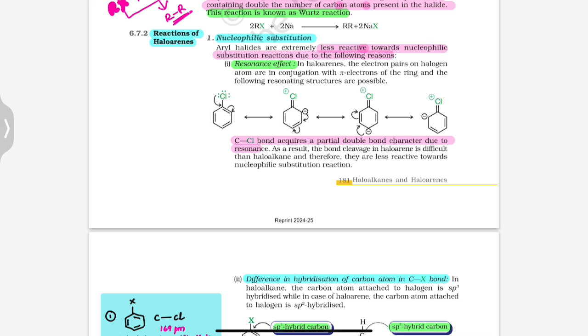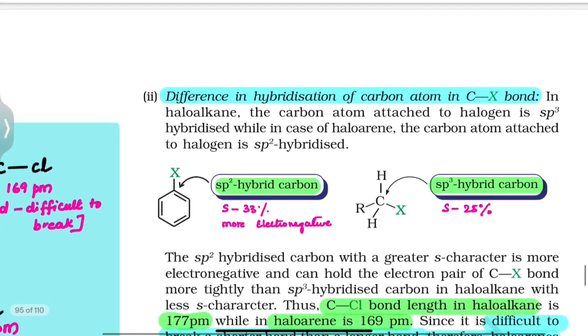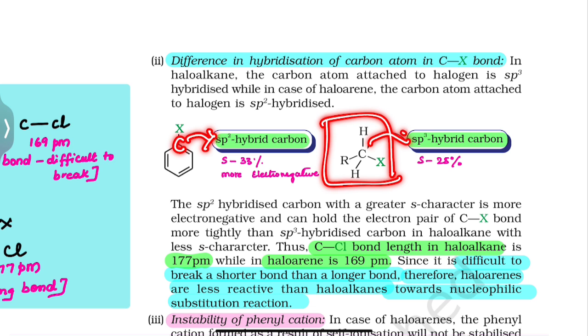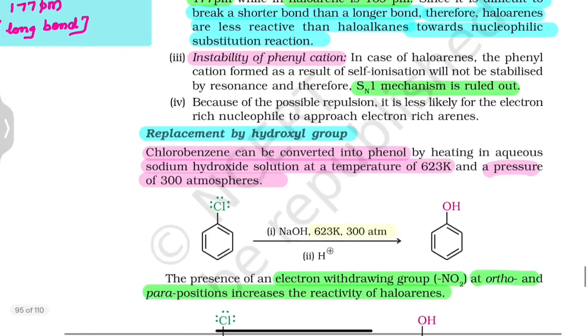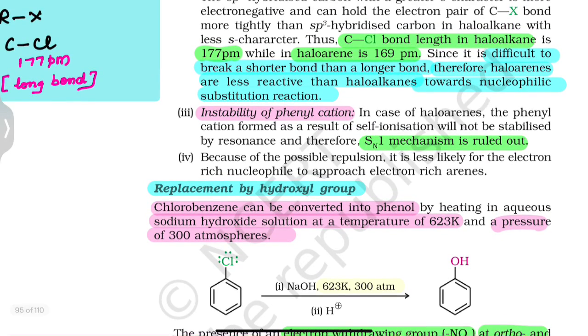It is very difficult to show nucleophilic substitution reaction because of four reasons. One is the resonance effect: because of resonance, a partial double bond character will exist between carbon and chlorine. Therefore it becomes difficult to break this bond. Second is the difference in hybridization of the carbon atom. In haloarene, the carbon atom is sp2 hybridized. In haloalkane, it is sp3 hybridized, because of which the carbon halogen bond length becomes shorter. Therefore, it is difficult to break the bond. Third is instability of the phenyl cation, and fourth is that the benzene ring is electron rich. So the nucleophile is also electron rich, and therefore they will repel each other.